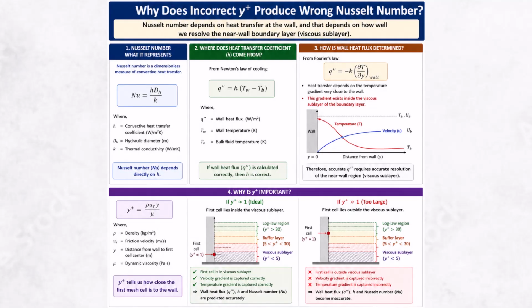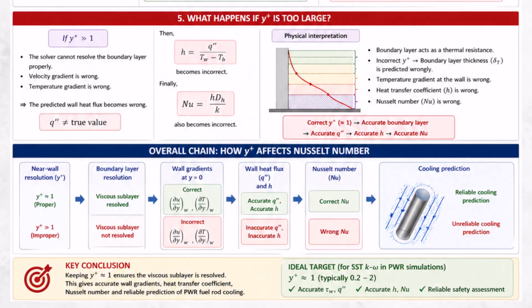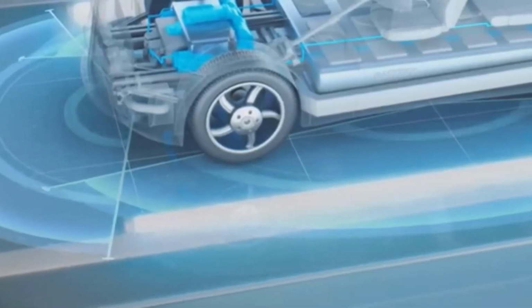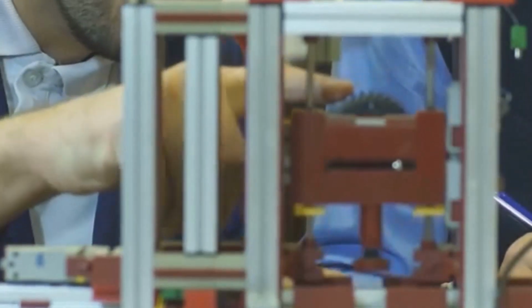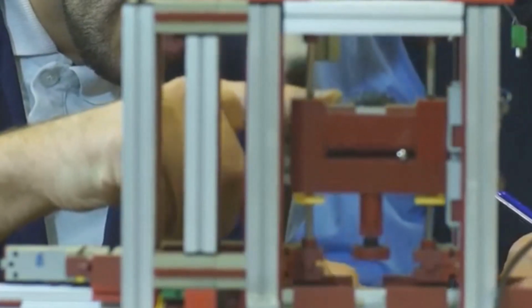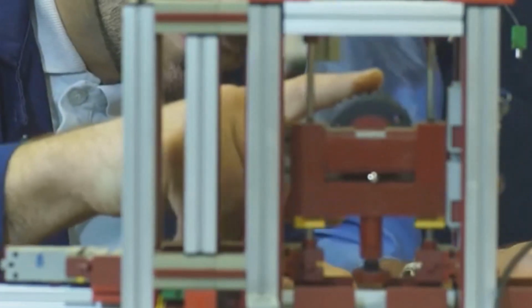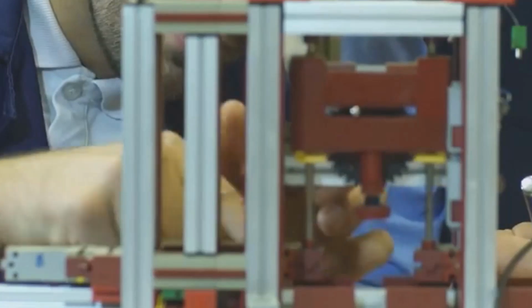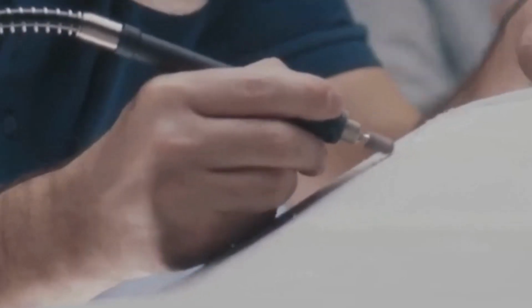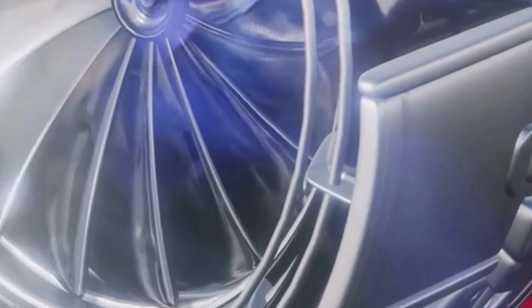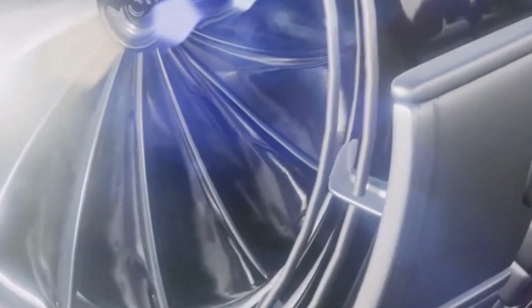Ultimately, mastering Y+ is about trust. It's about building a digital twin of a product that behaves so much like the real thing that we can trust its predictions. Whether it's designing a more fuel-efficient airplane, a faster race car, a more effective cooling system for our electronics, or even ensuring the safe operation of a nuclear reactor. The underlying physics often comes down to what happens in that tiny boundary layer. By paying close attention to Y+ and ensuring it's around 1, engineers can unlock the secrets of the flow at the wall, turning their computer simulations from a colorful picture into a powerful and reliable engineering tool.